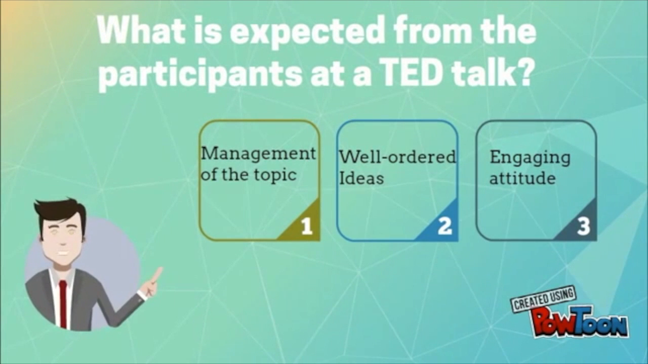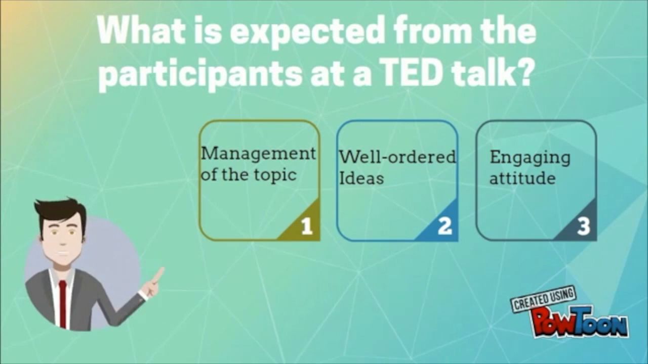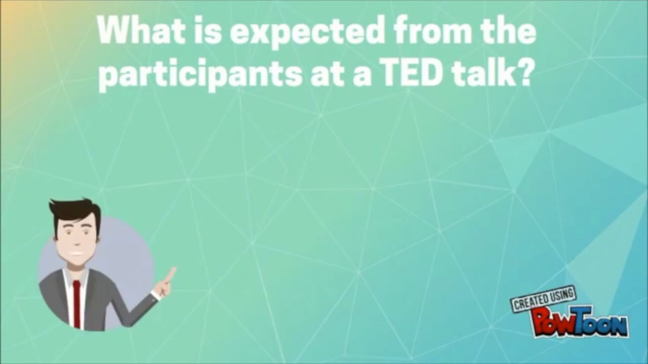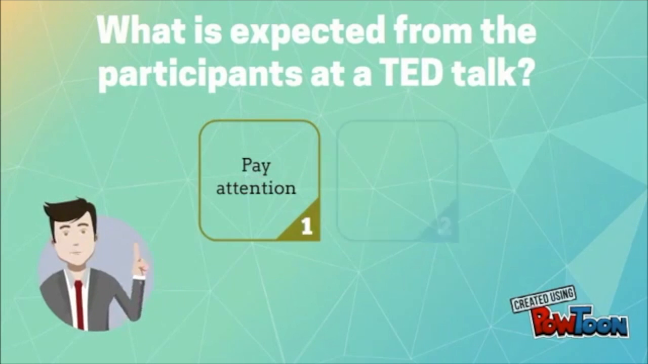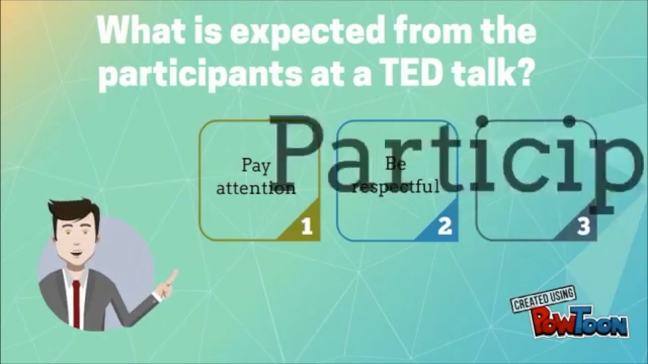First, it is highly expected that you manage the topic of your presentation because when you are in front of an audience, there's no time for improvisation. Also, your ideas have to be well ordered. You don't want the audience to get confused, so it is important that the outline of your talk maintains a flow. At the same time, it is expected from the audience to pay attention to the speech, to be respectful, turn off their cell phones, for example, and participate when necessary.